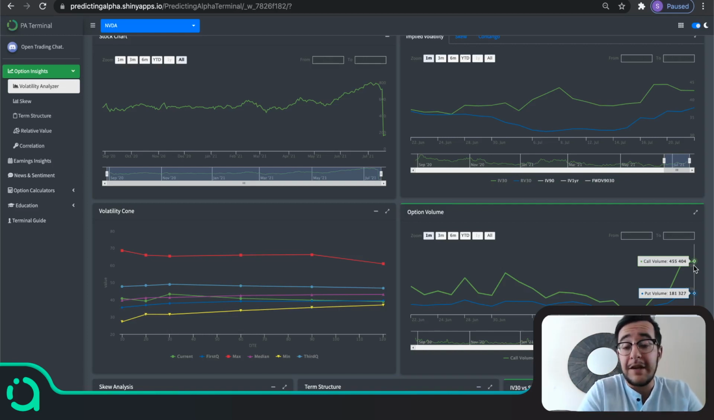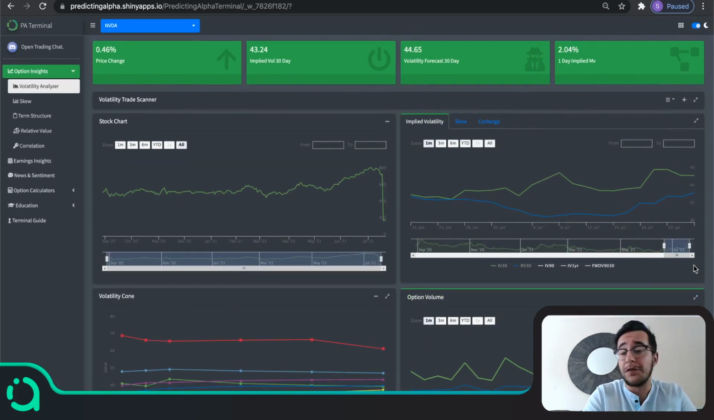Well, I really don't have any view on direction here. I don't know if this thing's gonna go up or down, but that's totally okay. All that means is when I put on my trade, I'm gonna try and make it delta neutral, meaning I have zero exposure to a change in the direction of the stock.